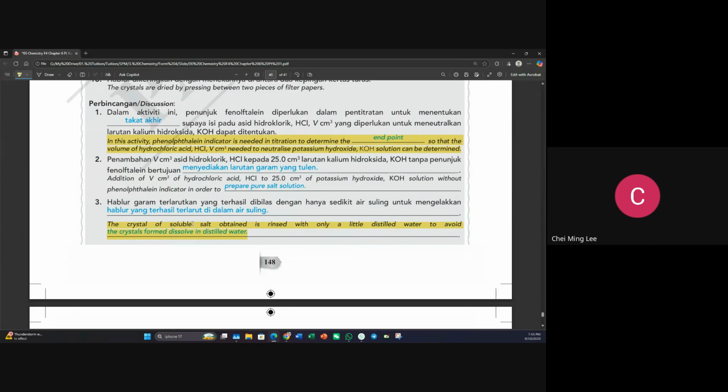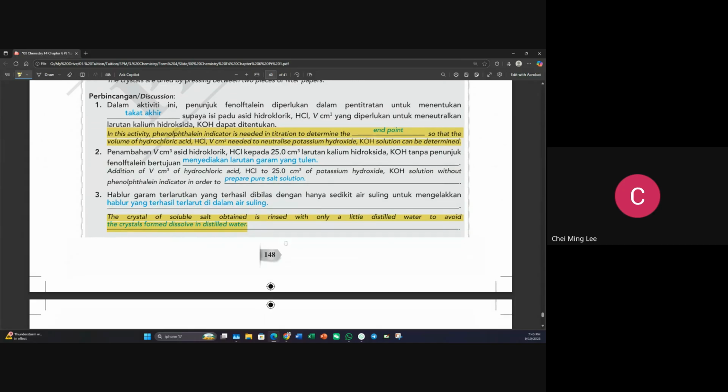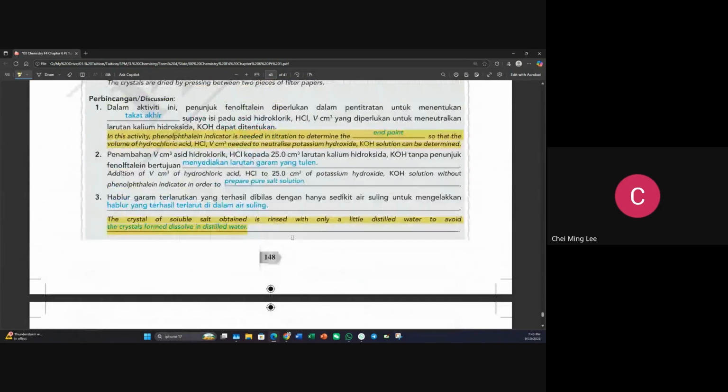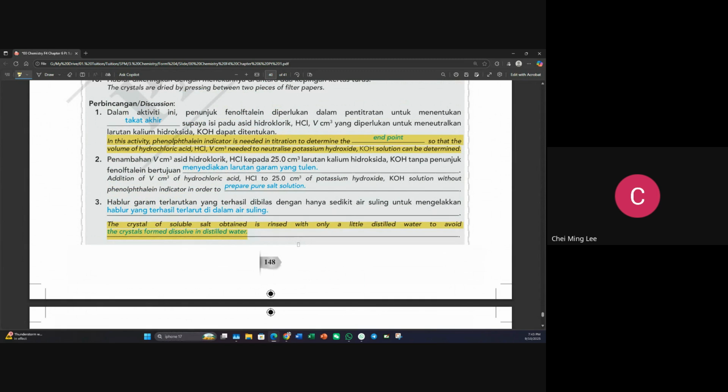This one only, normally they won't ask. Why do we rinse the crystal obtained with only a little water? This is to avoid the crystal from dissolving in distilled water. Like I said, we are trying to save as many crystals as we can. Okay, all right, jot this down.